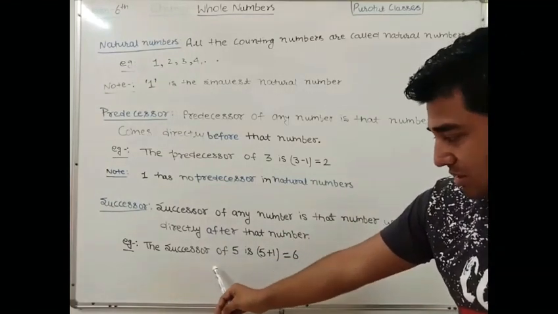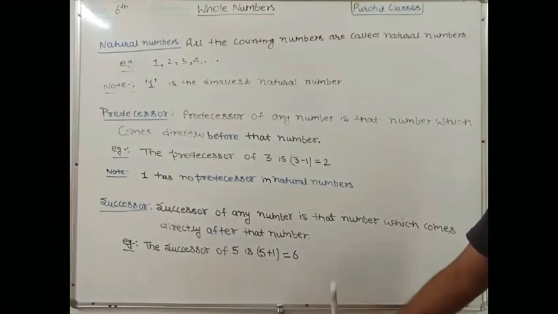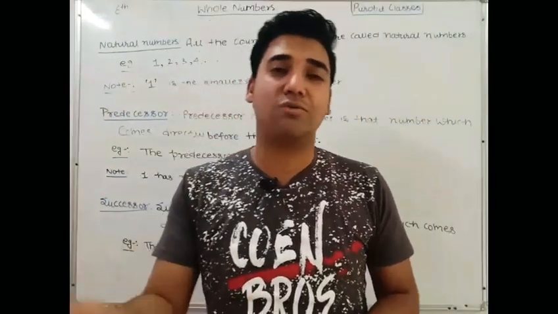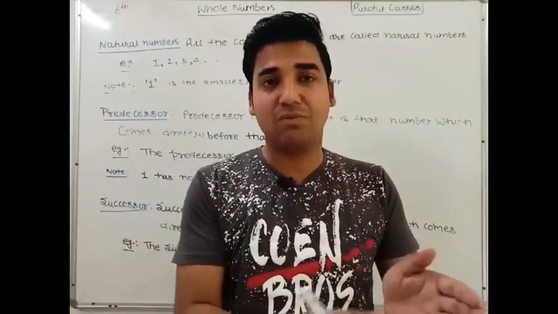Example: here I have given the successor of 5 is 5 plus 1, that is equal to 6. It means whenever you have to find the successor of any number, you just add 1 to that number.